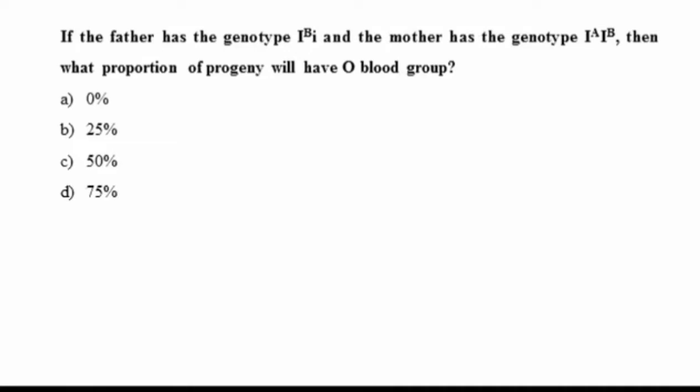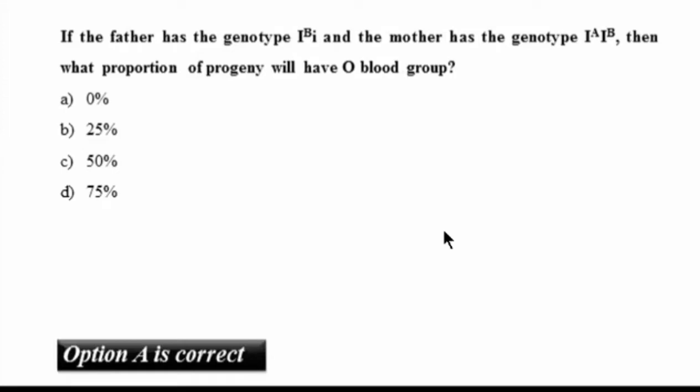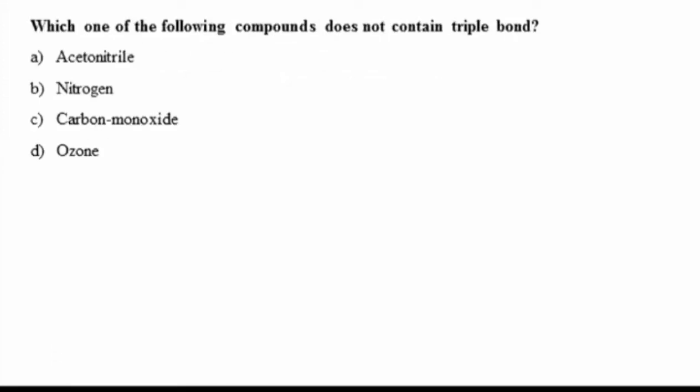My next question is, if the father has genotype I^B i, capital I B and small i, and the mother has genotype capital I A and capital I B, then what proportion of progeny will have blood group O? Actually, if we look at these genotypes, there's no possibility that a child with O blood group would be born. So the correct answer to this question is option number A, 0%.